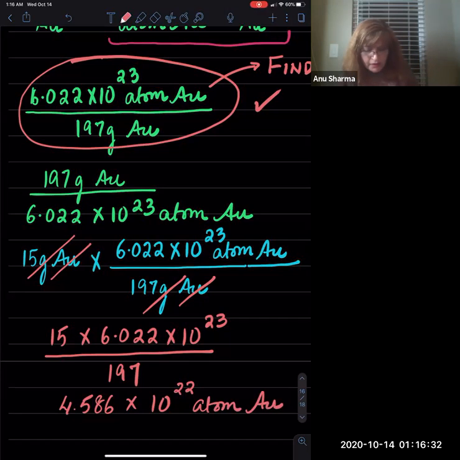Okay, so we're going to stop here, and we are going to look at further conversions and finding the empirical and the molecular formulas from there.